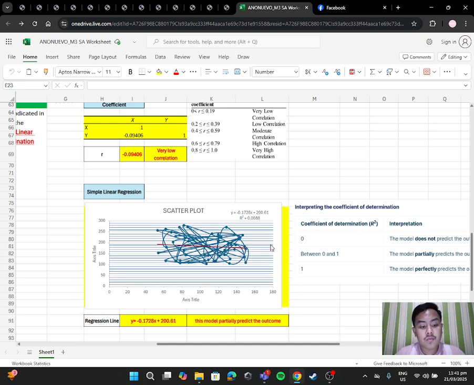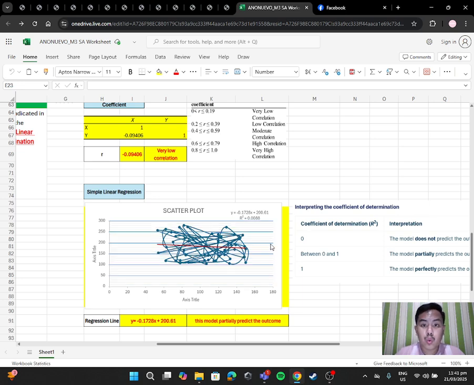Then next, for the simple linear regression line, use the equals LINEST function with the y range and x range, which provides the slope and intercept of the regression equation. Alternatively, you can create a scatter plot by selecting both data columns, navigating to the Insert tab, and choosing Scatter Plot. Once the chart is inserted, add a trend line by clicking on the plotted data points, selecting Add Trendline, and enabling the display equation on chart option.